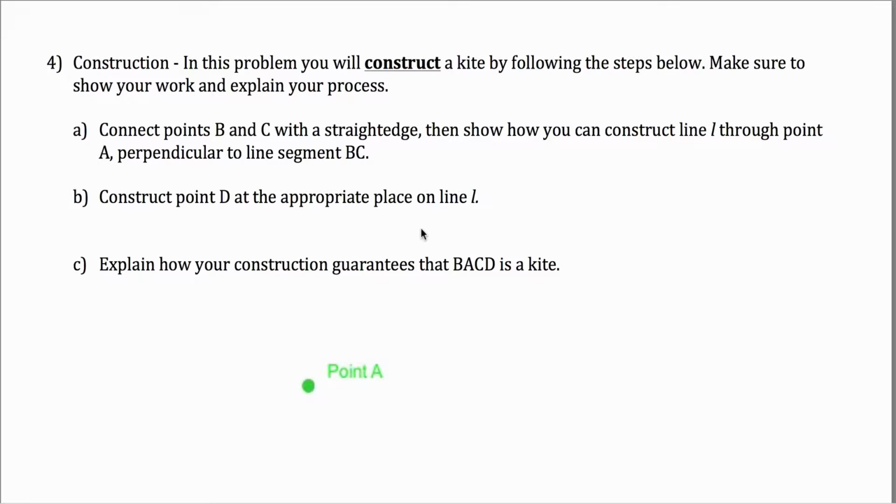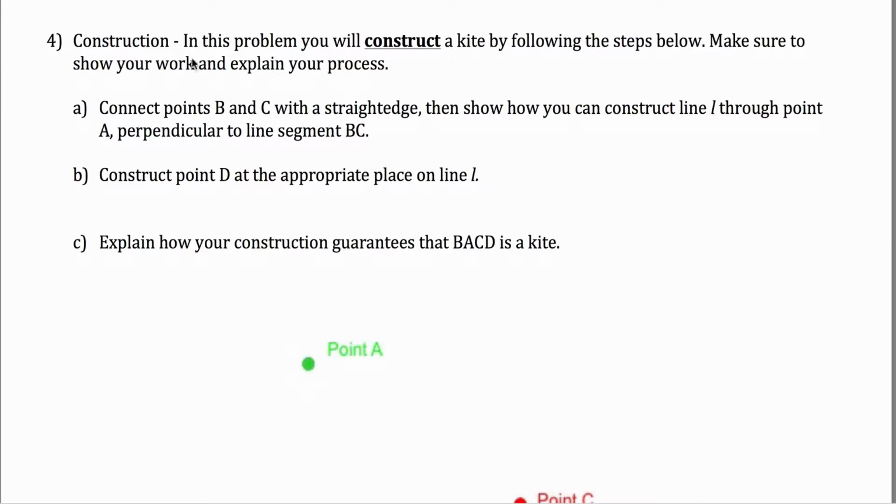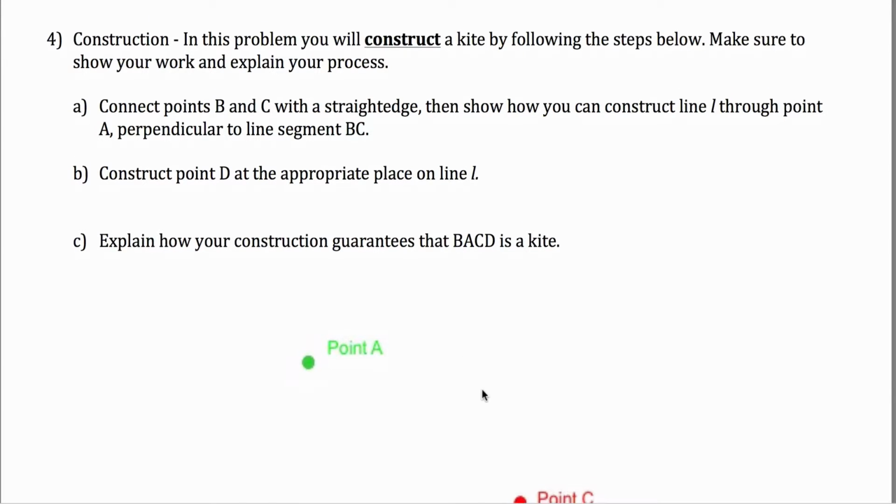All right, here's problem 4 off the spring 2016 Math 213 final exam. In this problem, we're dealing with constructions. So I'm supposed to construct a kite by following the steps below, and I'm supposed to explain my process. Maybe I'll just describe it in words.